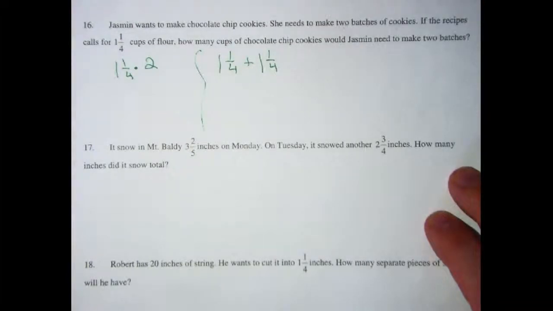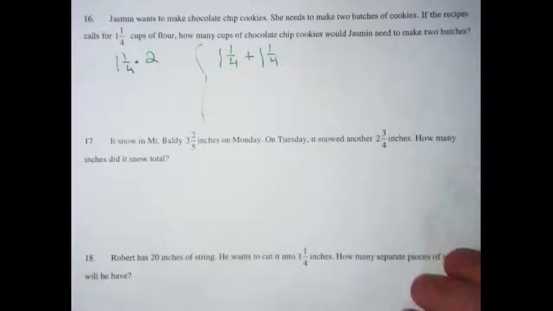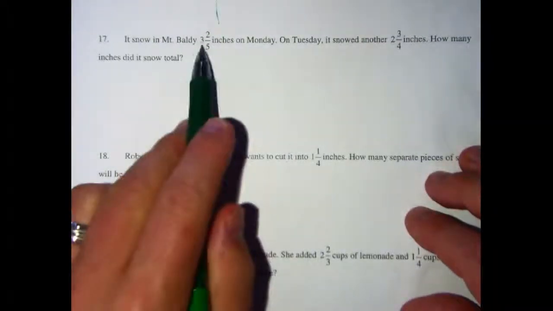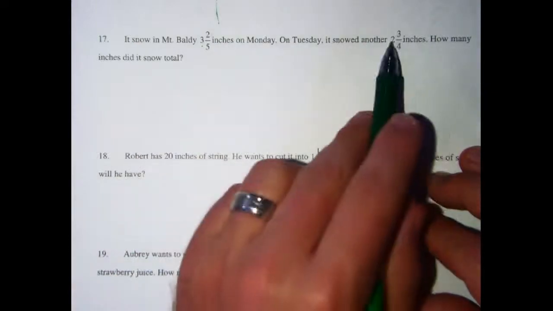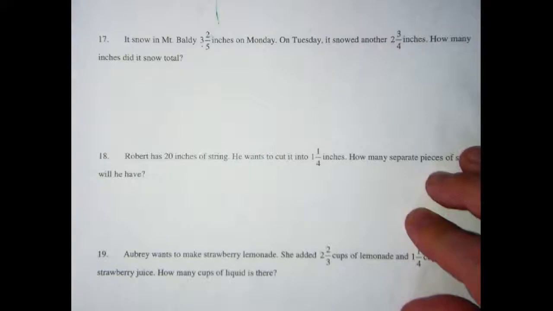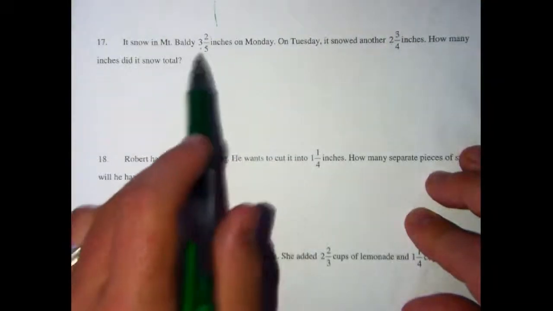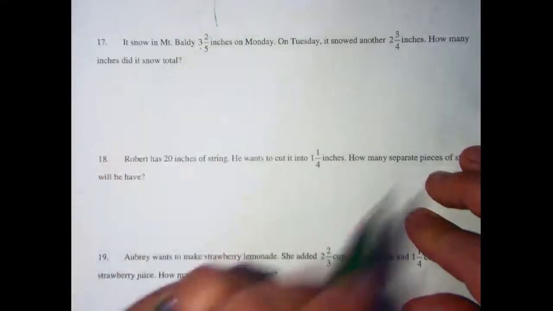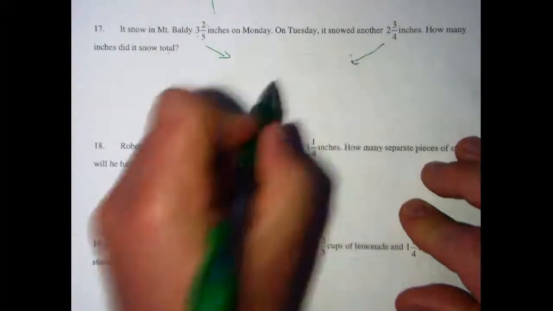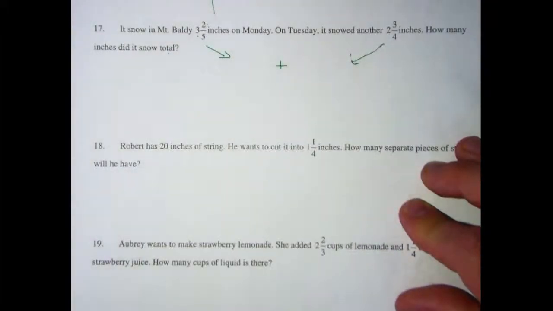What about number 17? It's snowing on Mount Baldy. Monday it snows 3 2/5. Tuesday it snows 2 3/4. How much altogether? Should we add, subtract, multiply, divide? What do you think? We're trying to find out the total, right? Yeah, add them up, right? So you can just take those 2, add them together, find out what the total is.